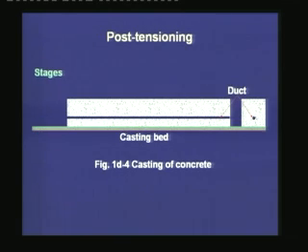In this first sketch, we can see when the concrete is cast, there is a hole or a duct inside the concrete. Again, this duct should be free from any debris or obstruction, because later on we are going to pass the tendon through this duct.